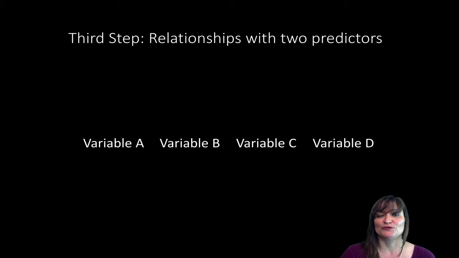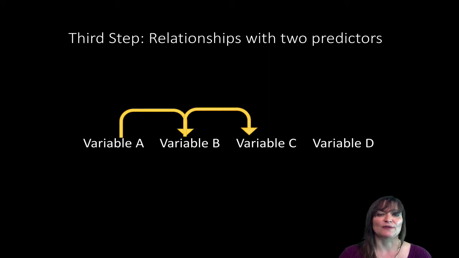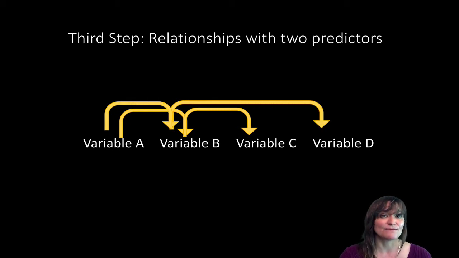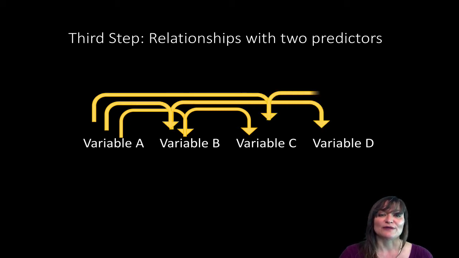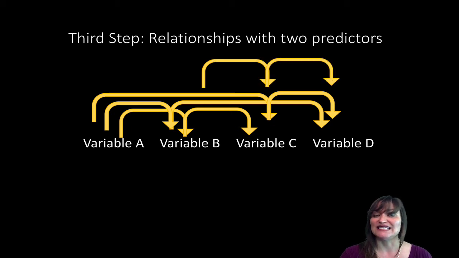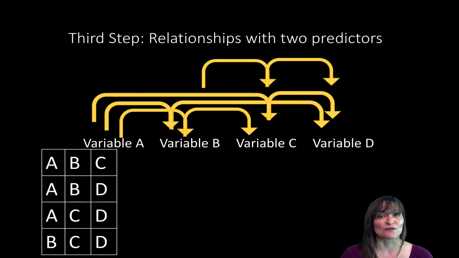Next, relationships with two predictors with those four variables. So we're looking for combinations where two variables would predict one outcome. So we're looking for combinations of three variables in all. So we could say, do variable A and B predict C? Do variable A and B predict D? Do variable A and C predict D? And then we'd move on to variable B. Does B and C predict D? And that would be the ones that we would be able to make, the combinations of three variables, and there they are listed.